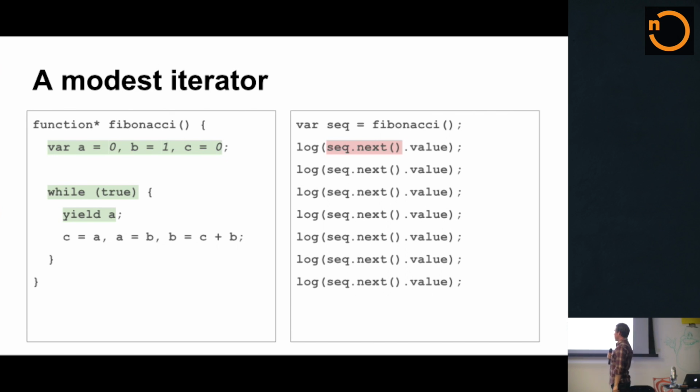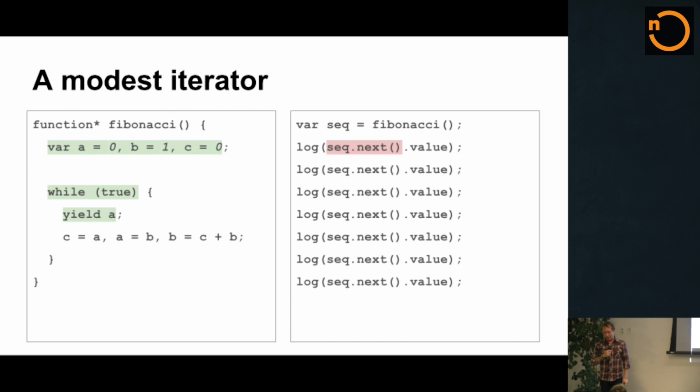If this were not a generator function and you did not have a yield there, this would just be an infinite loop, right? I've got while true. And as we know, while true will just keep going until something makes it stop. Generator functions are a little different.